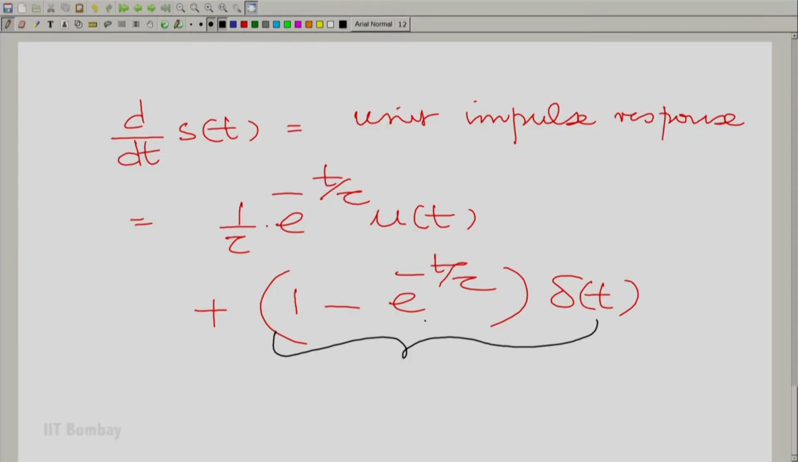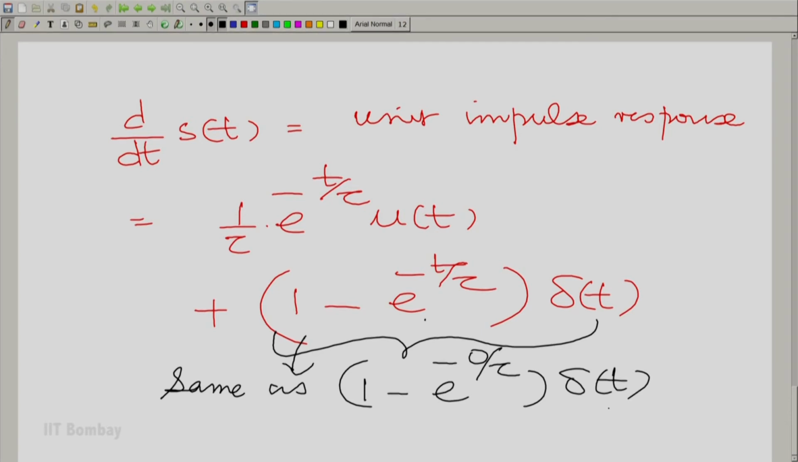So, going back to this expression here, this is the same thing as 1 minus e raised to the power minus 0 by tau, times delta t, and this is essentially 0. That is because this is 0. So, 0 times delta t is essentially 0. So, that expression multiplied by delta t is not required. There is really no impulse there. The impulse has been scaled by 0. So, it is destroyed.